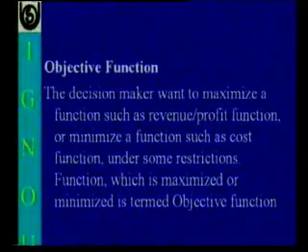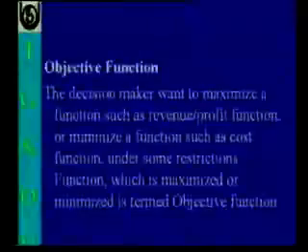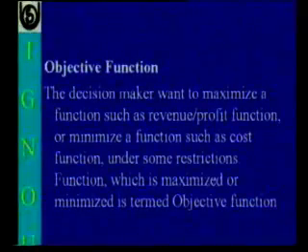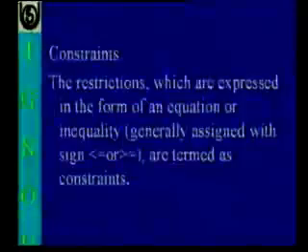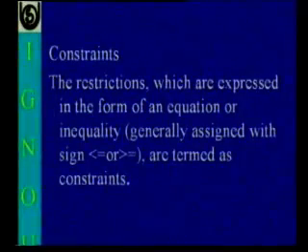The objective function is what the decision maker wants to do. Suppose a decision maker wants to minimize the cost, then the minimization of cost is the objective function. Suppose he wants to maximize his profit, so profit maximization will be the objective function. Now the constraints. The constraints are the restrictions which are expressed in the form of an equation or inequality.